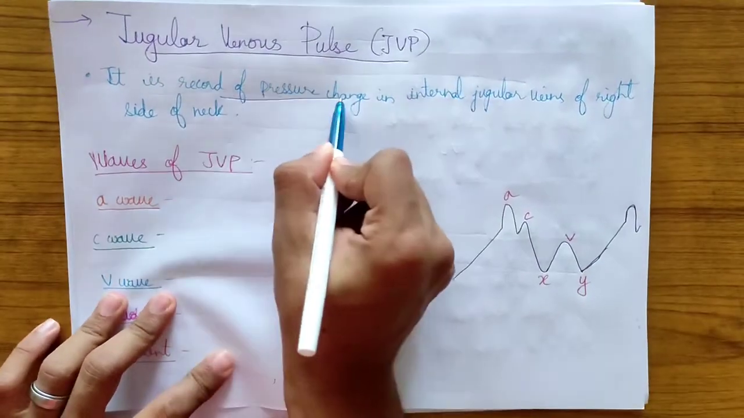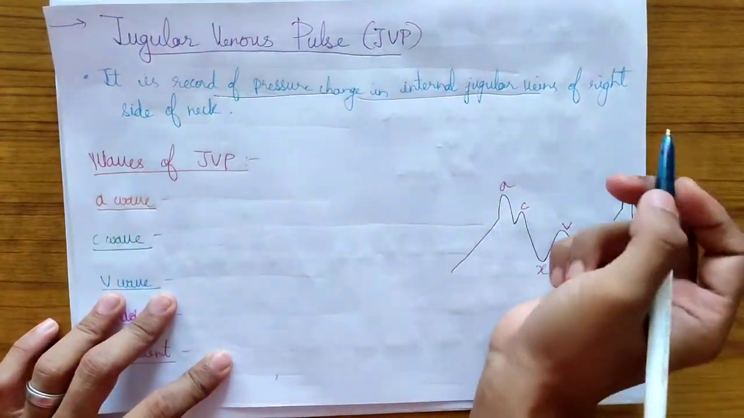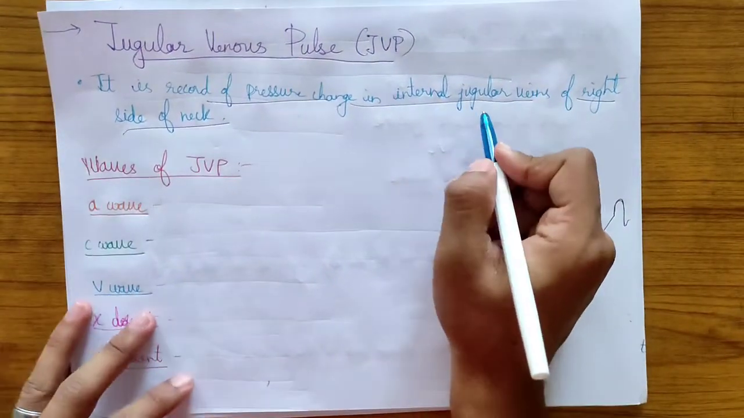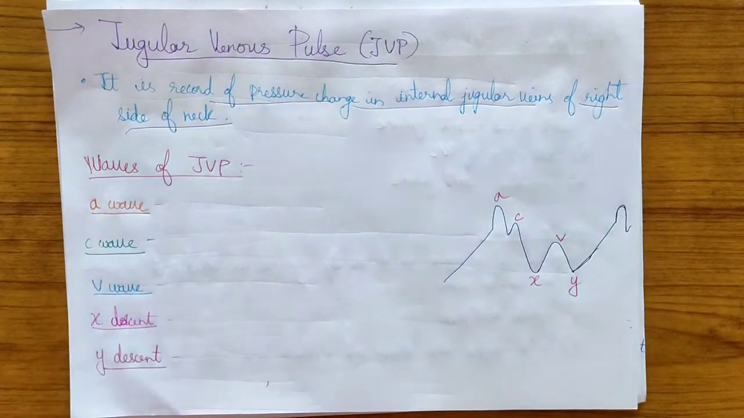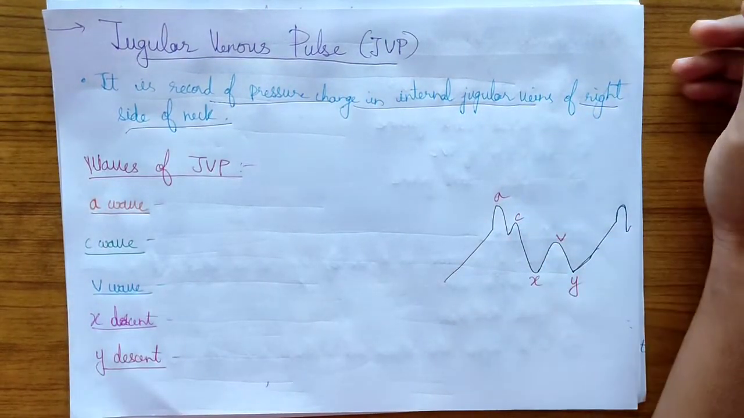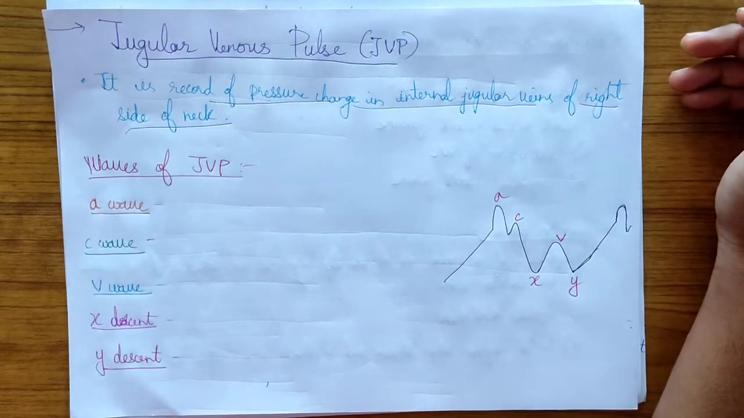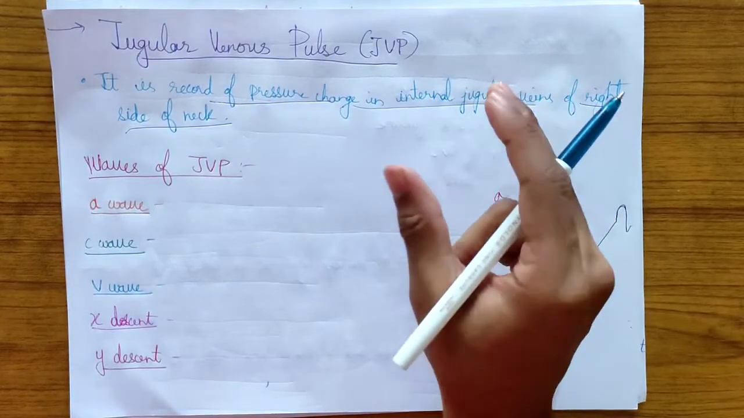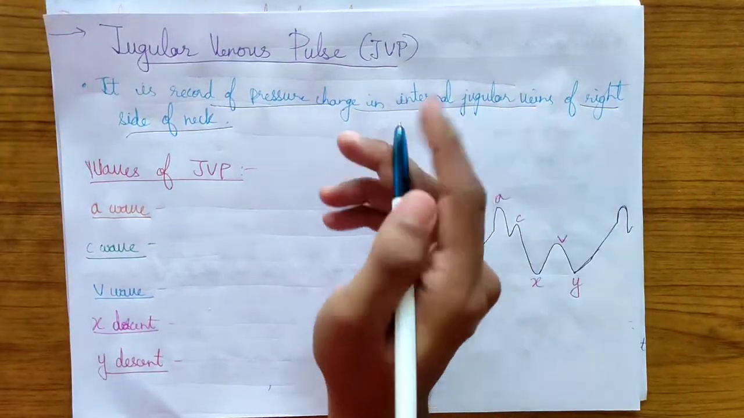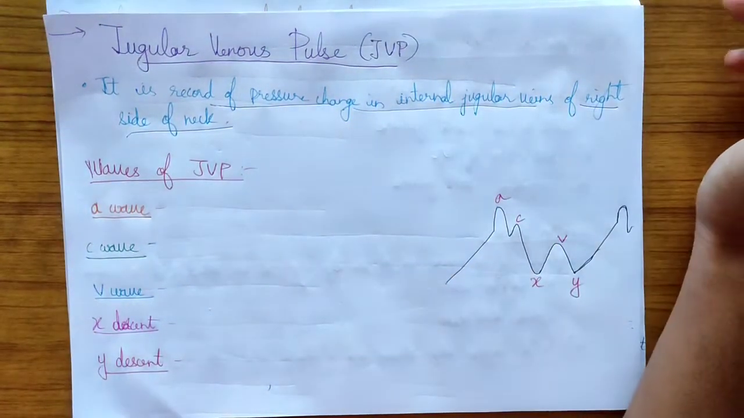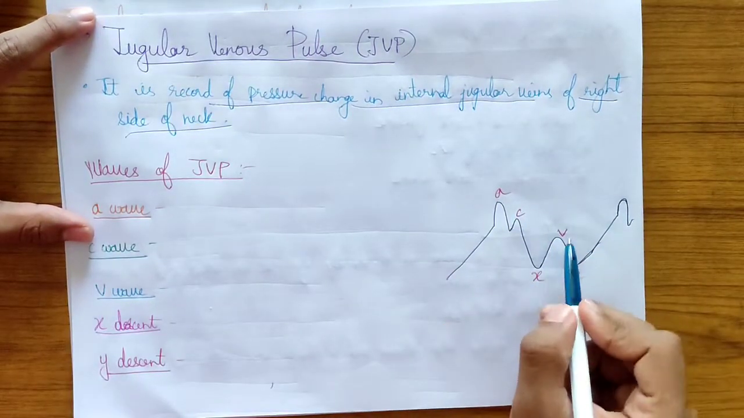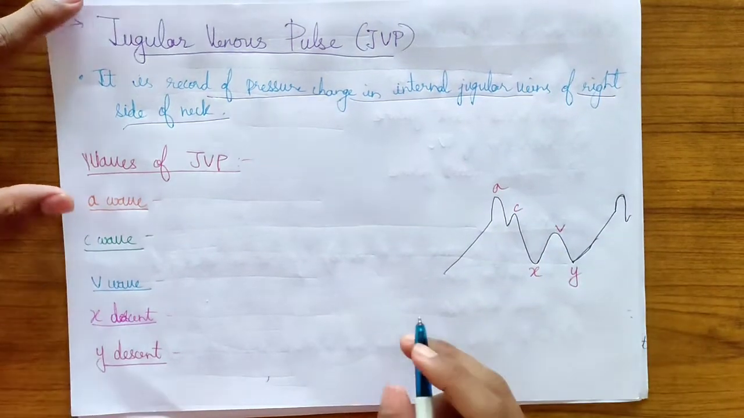It is the record of the pressure change in the internal jugular veins of the right side of the neck. So why should we record the pressure change in the internal jugular veins of the right side of the neck? Because by recording the pressure of these veins, we can easily determine the atrial pressure changes, because these both are similar. So we can indirectly measure the atrial pressure changes. So this is the graph of the JVP, that is nothing but the jugular venous pulse pressure wave.